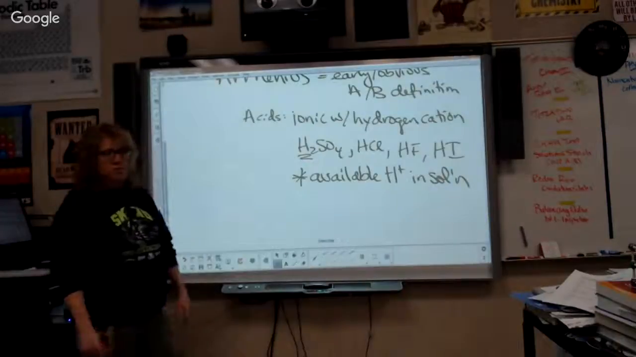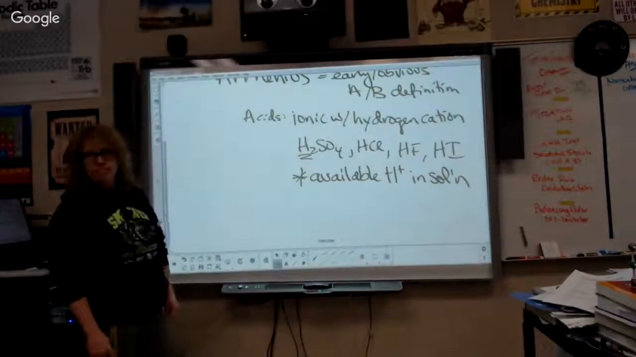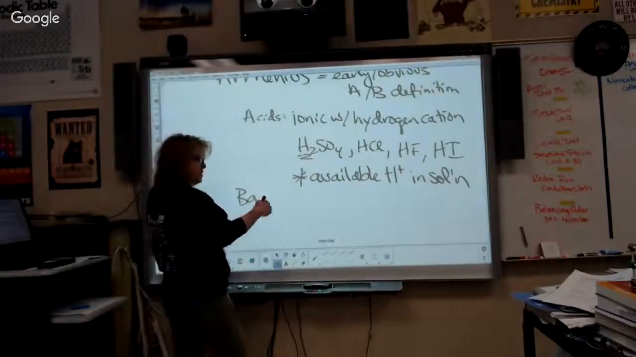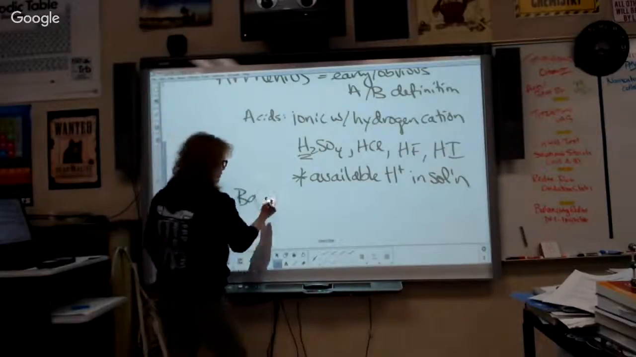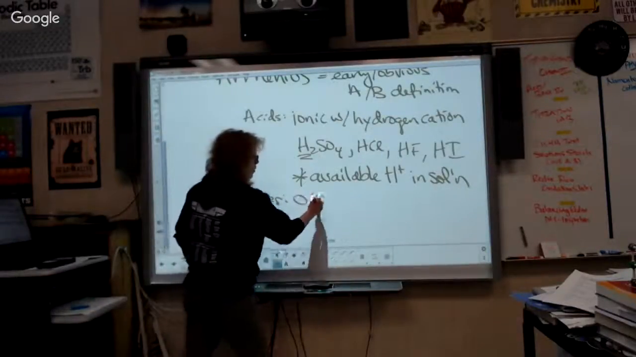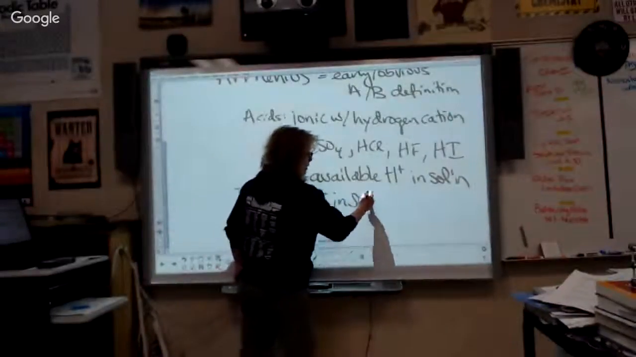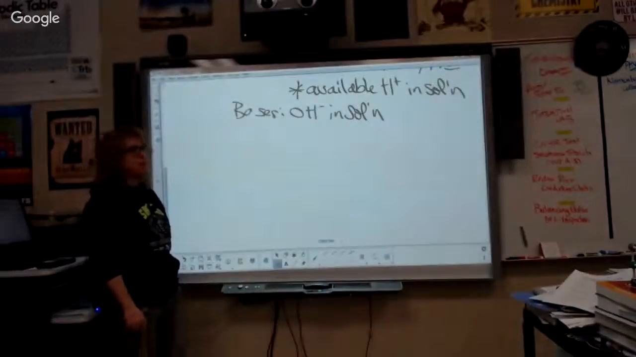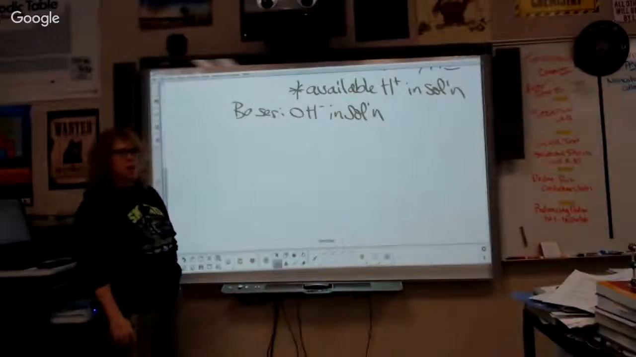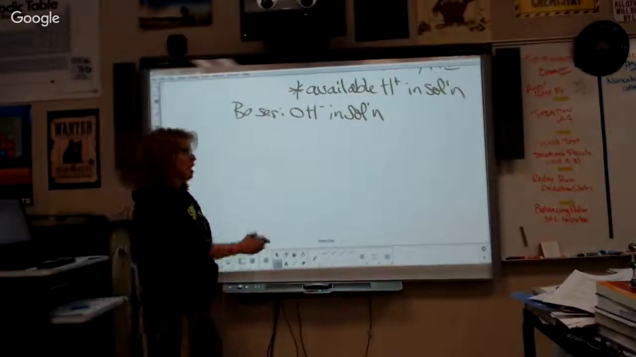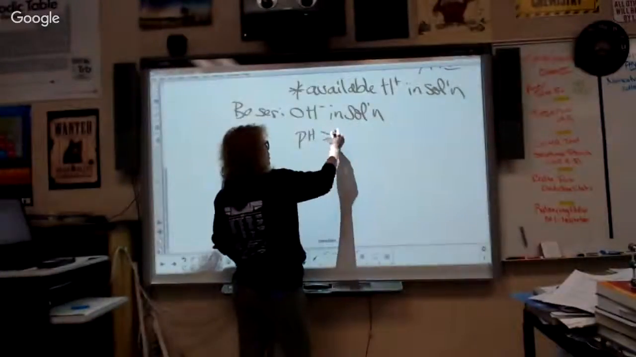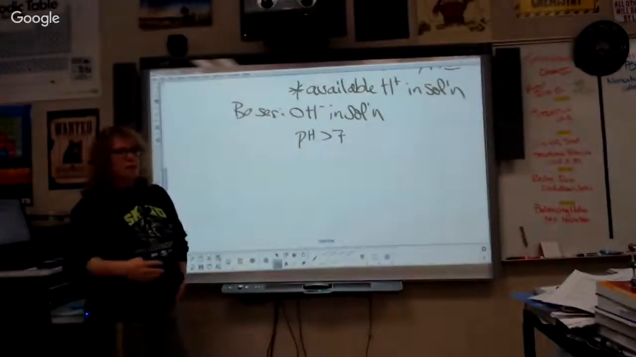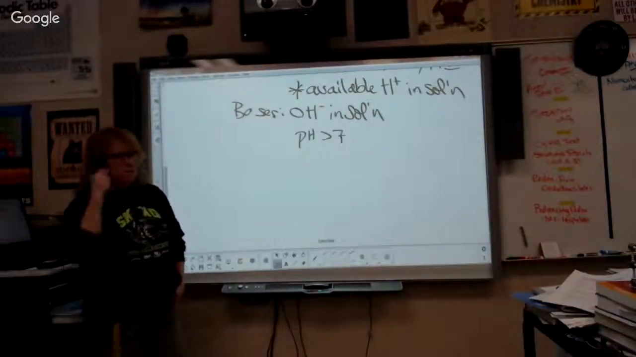On the other hand, what's a base? Hydroxides, yeah, it's the opposite side of that. And this is the Arrhenius definition. These are things that have hydroxides in them or hydroxides available in solution. What kind of pHs do they have? Yeah, pH greater than 7. And again, it just depends on how close to 7 you get. The further away from 7, the stronger it is.